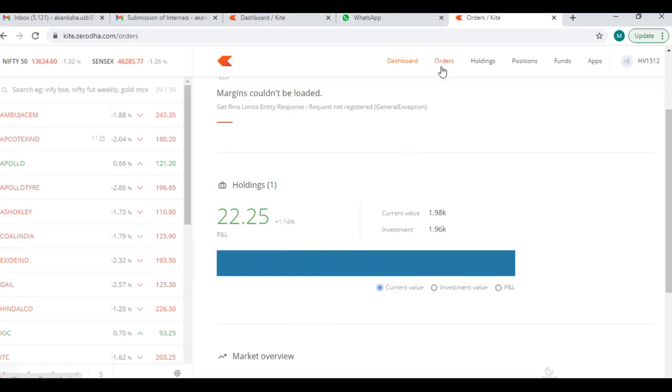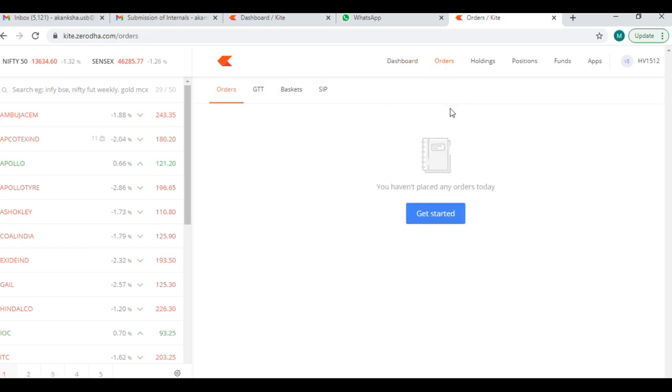Then we have orders. Whatever orders you place, if you are in an intraday transaction, if you have purchased shares for intraday purpose, it will appear here. If you have placed a sell order, it will appear here. If you have placed a buy order, then also it will appear here.